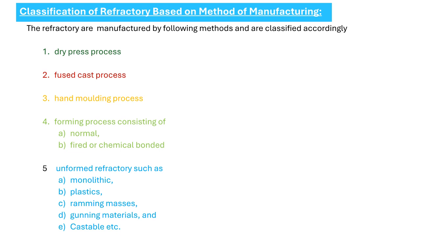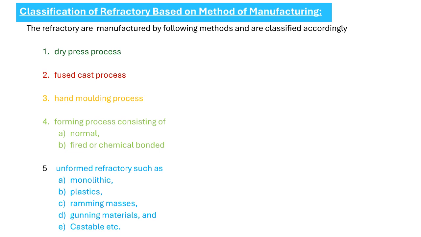Forming processes, which can include normal forming, fired forming, or chemically bonded forming. Unformed refractories. These are not manufactured into finished bricks but applied directly. Examples include monolithic materials, plastics, ramming masses, gunning materials, and castables. Each manufacturing method produces refractories with different properties, cost profiles, and performance levels. The choice of method depends entirely on the desired final properties and the specific application requirements.